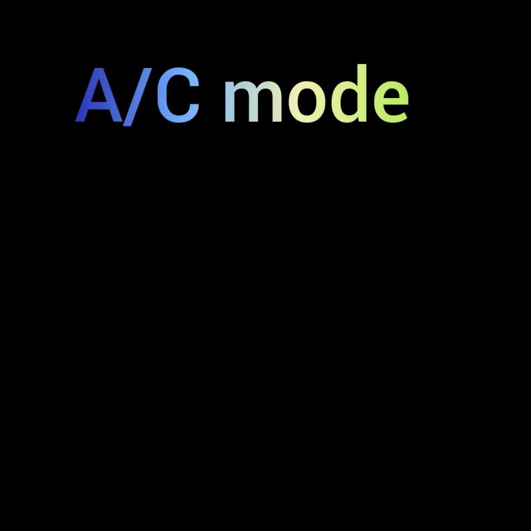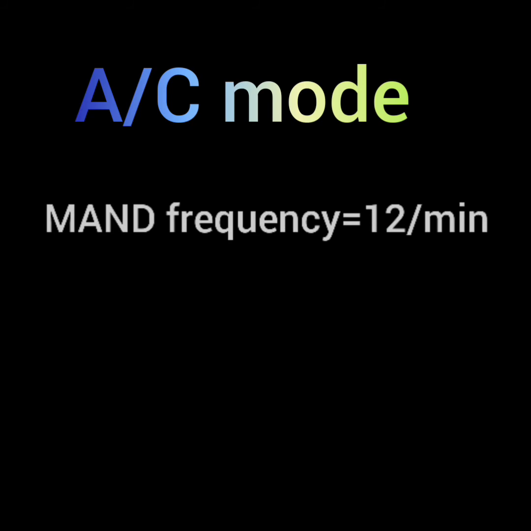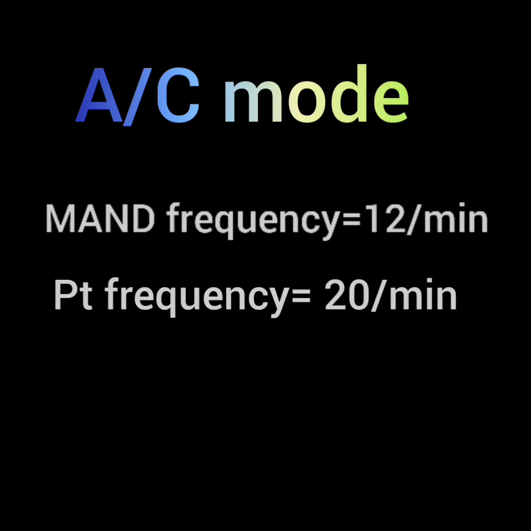So let's understand this A by C mode with graphical representation. In A by C mode, we have the option to set the mandatory frequency. But suppose we set the mandatory frequency at 12 per minute, and the patient is breathing at the rate of 20 breaths per minute. Let's see what will happen.